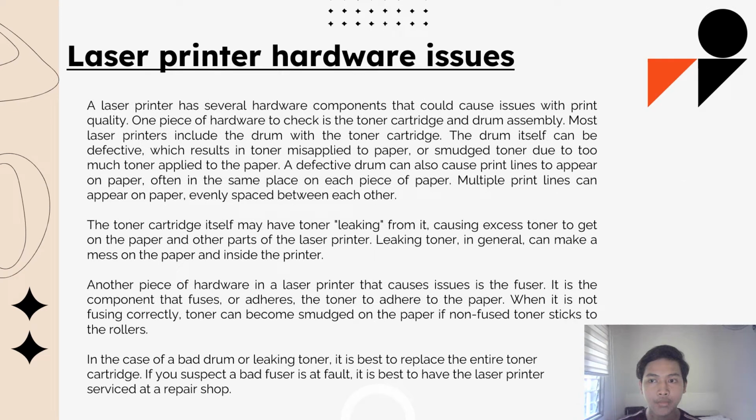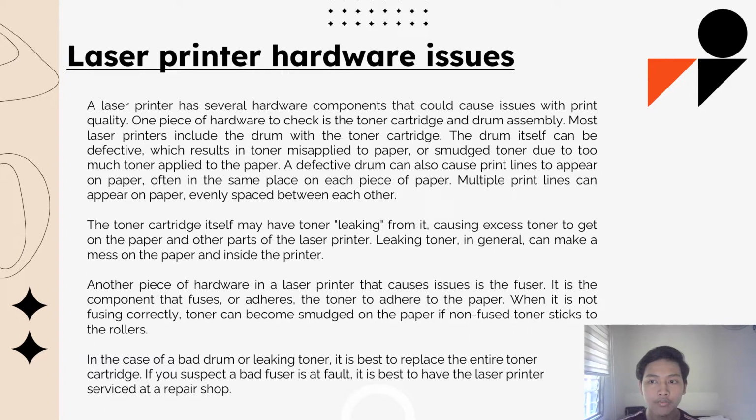Laser printer hardware issues. A laser printer has several hardware components that could cause issues with print quality. One piece of hardware to check is the toner cartridge and drum assembly. Most laser printers include the drum with the toner cartridge. The drum itself can be defective, which results in toner misapplied to paper or smudged toner due to too much toner applied into the paper.